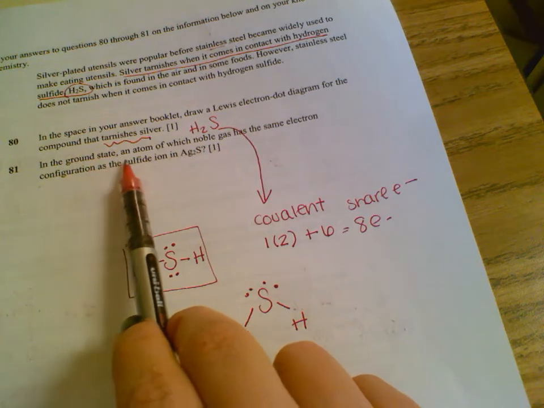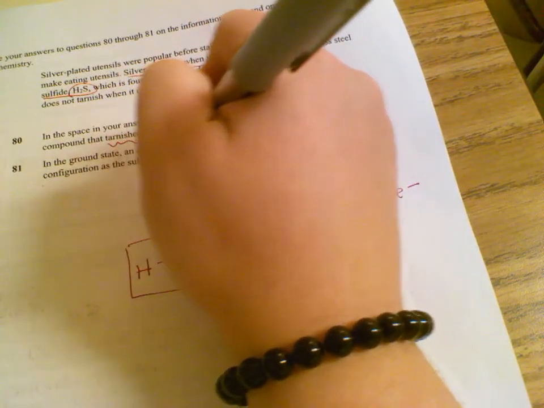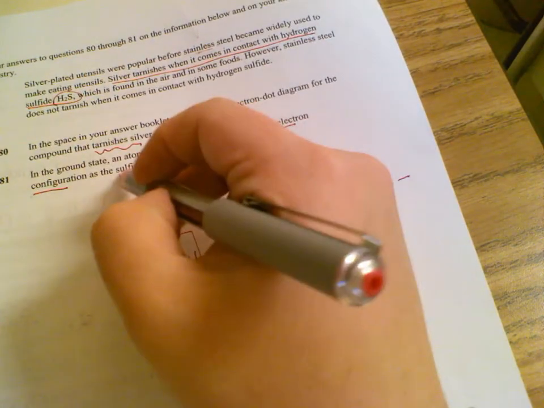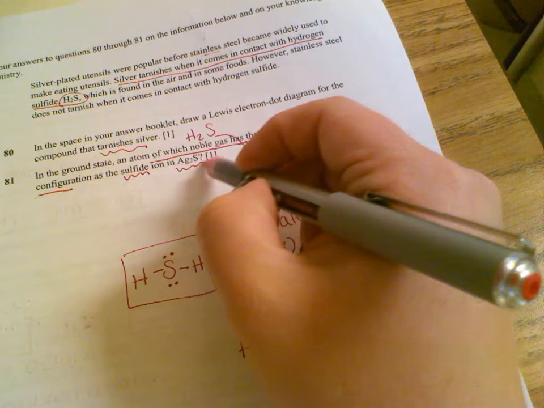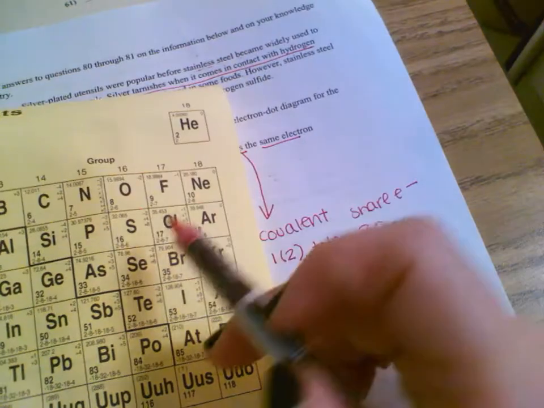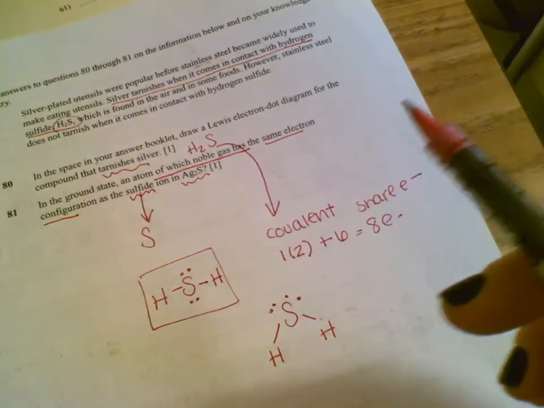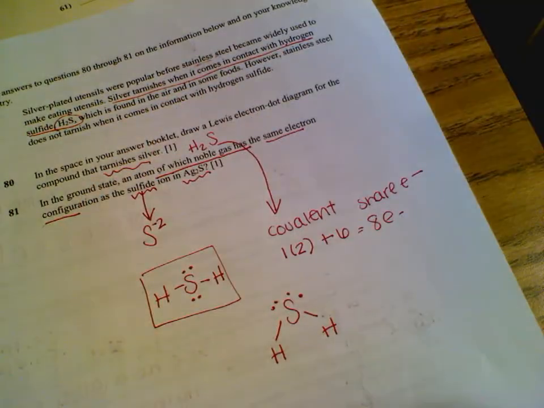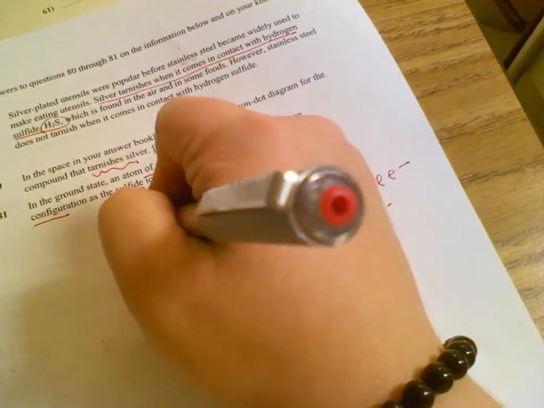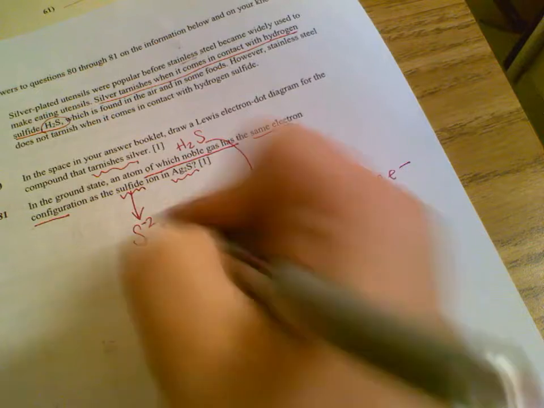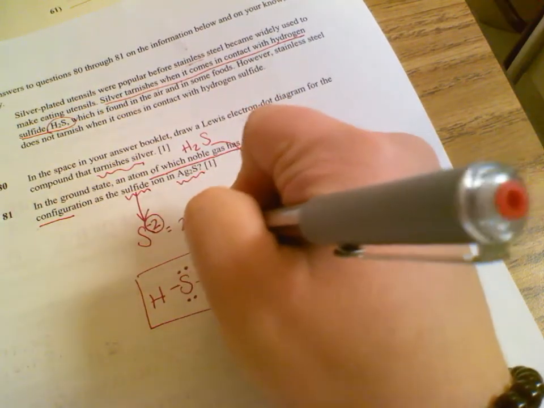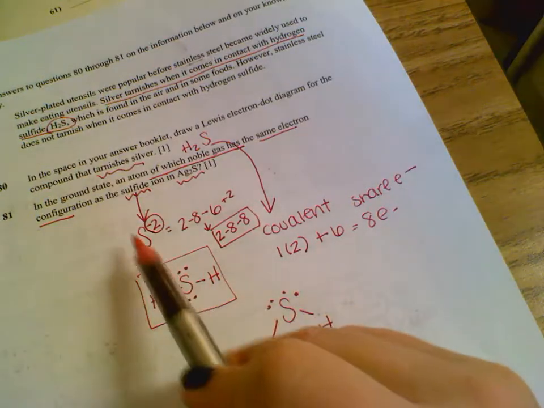In the ground state, an atom of which noble gas has the same electron configuration as the sulfide ion in Ag2S? Well, let's look at the sulfide ion. S, again, go back here. Top oxidation number, -2. Sulfide ion is going to take on -2. I'm going to look at its electron configuration for S, 2-8-6. Normally it's 2-8-6, but this -2 means I'm going to add 2. So really I'm going to get 2-8-8. So S minus 2 has that configuration.